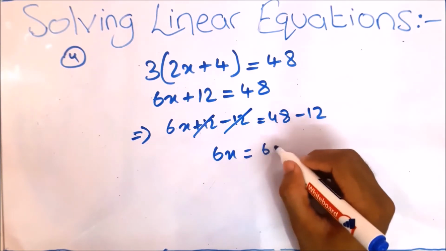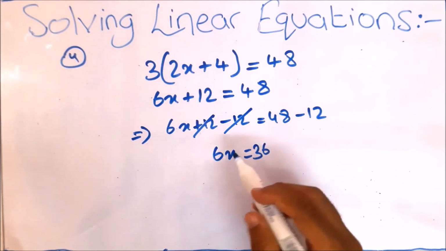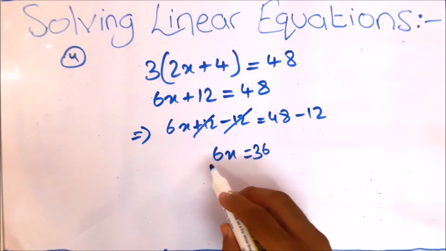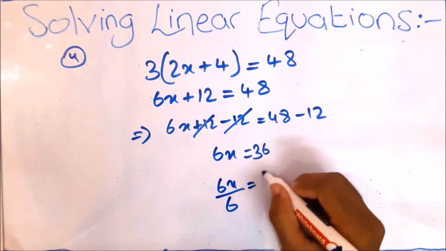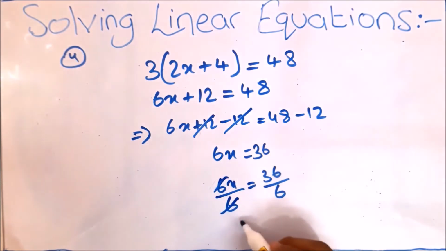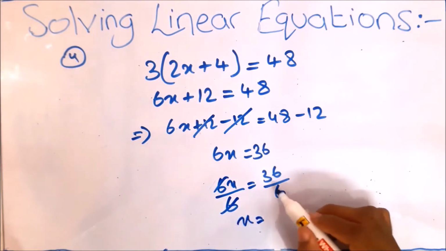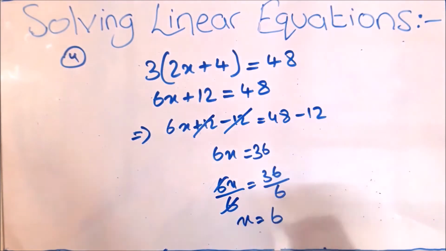That gives us 36. Here we have a simple multiplication being done, so we'll divide by 6 on this side and this side as well. 6x over 6 is equal to 36 over 6. 6 divided by 6 is 1, and 36 divided by 6 gives us 6. x is equal to 6.